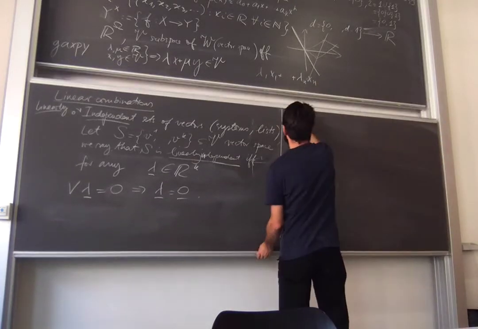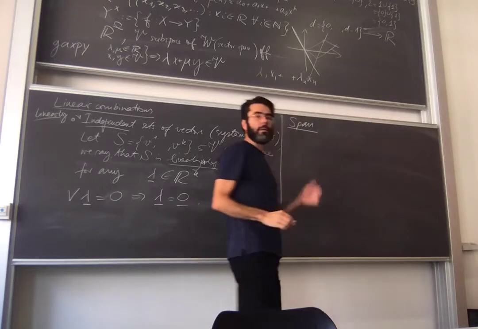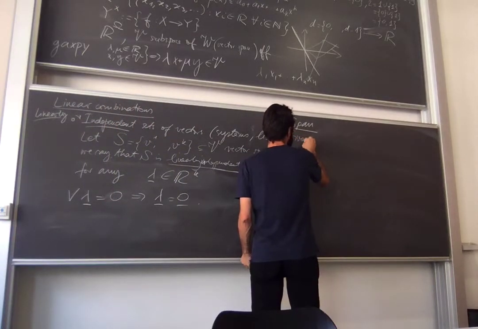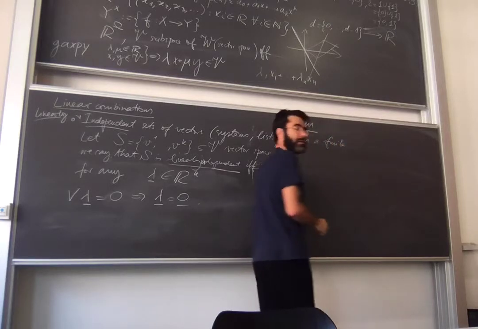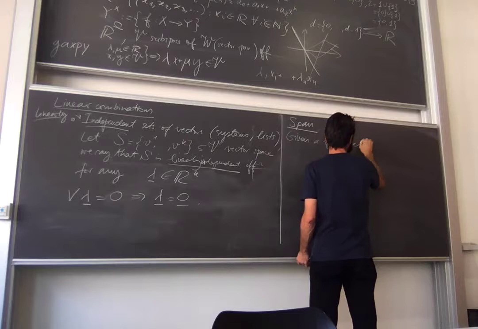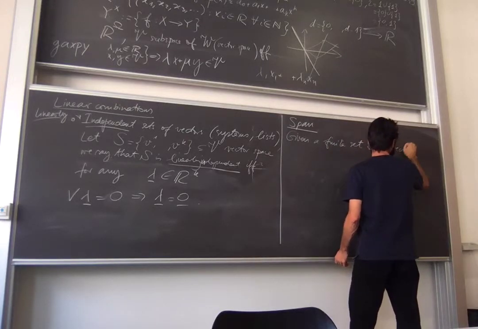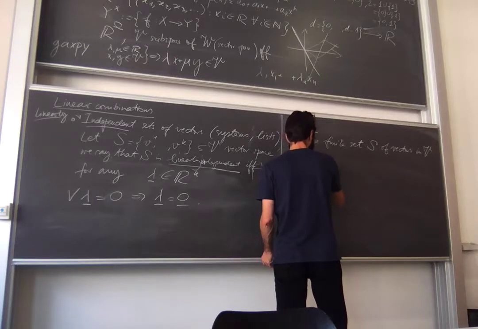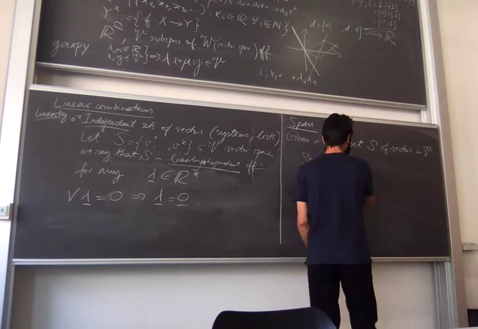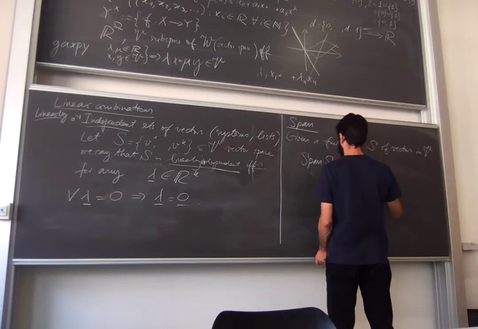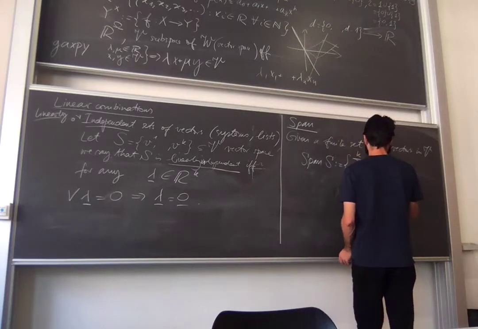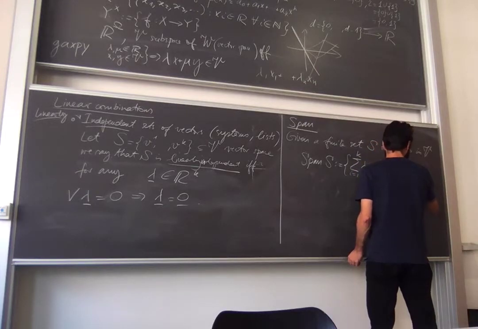So what are the spans? The span is basically, given a set of vectors v, and again I'm going to do this only for finite sets, the span of S is by definition the set of all possible linear combinations, the sum of lambda i v i from 1 all the way to k, with lambda in Rk.